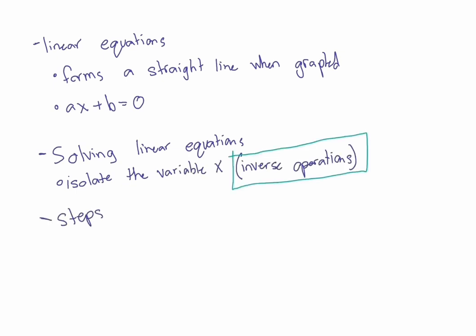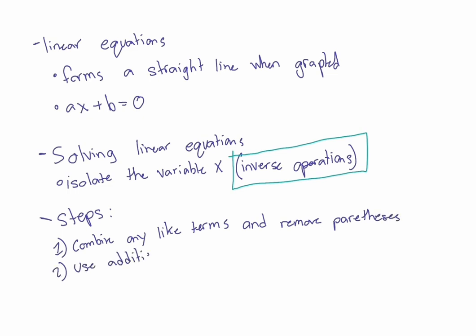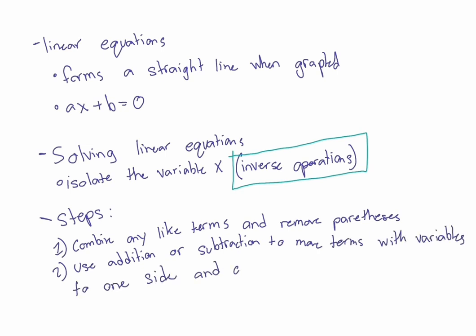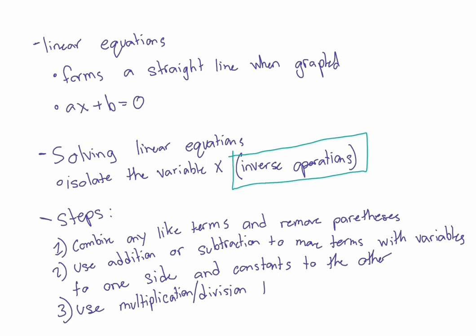So some steps to solve are first to simplify both sides of the equation. You want to combine the like terms and remove any parentheses if it's necessary. The second step is to isolate the variable. You want to use either addition or subtraction to move terms with variables to one side and constants, or just regular numbers, to the other side. And lastly, you want to use either multiplication or division to actually solve for x. Let's look at an example.